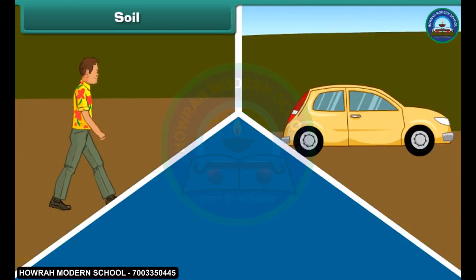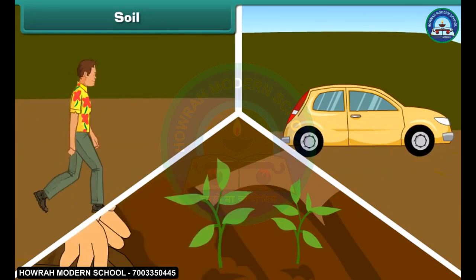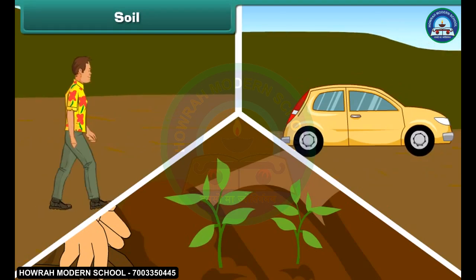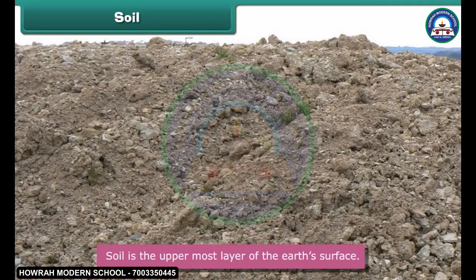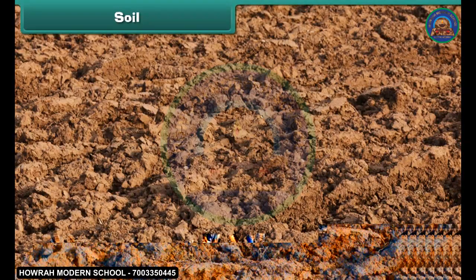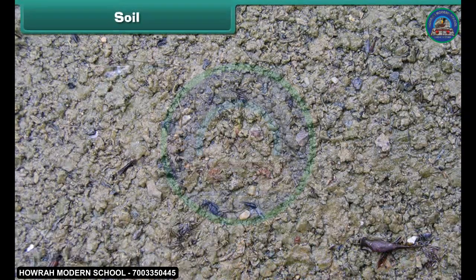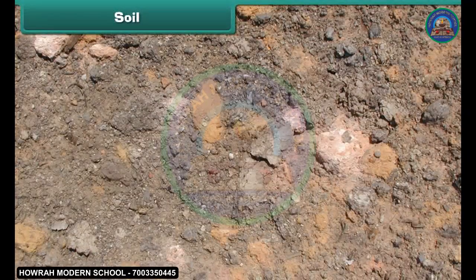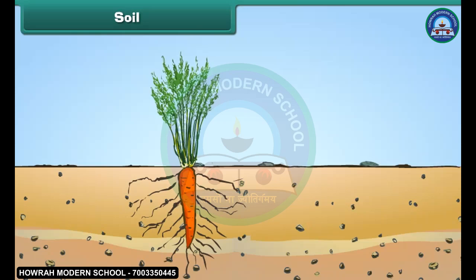It is everywhere. We walk on it, we drive on it, and we grow plants on it, and so on. Wondering what is it? It is soil. Soil is the uppermost layer of the earth's surface. It consists of a mixture of rock, finely ground into powder, water, air, minerals, and a variety of living and dead life forms. It serves as a natural medium for growth of plants.